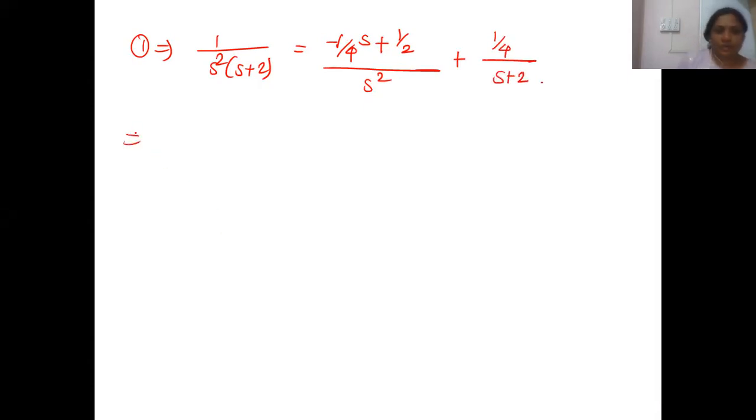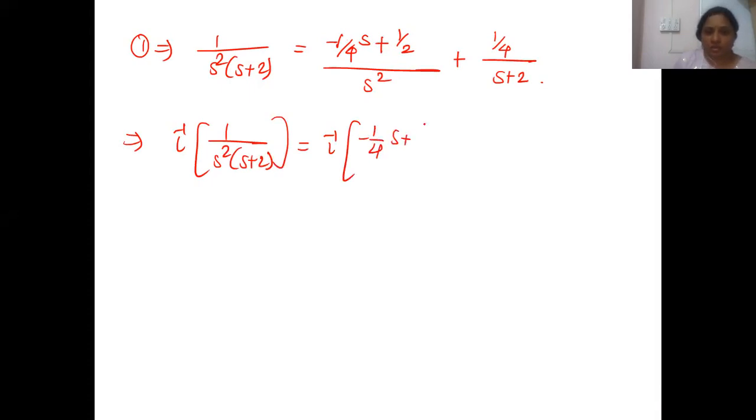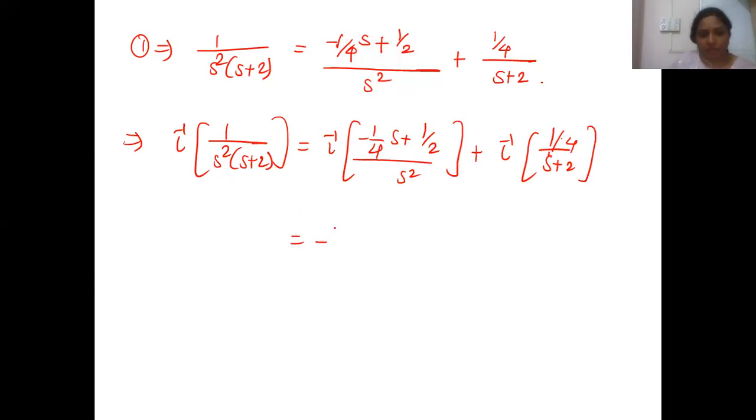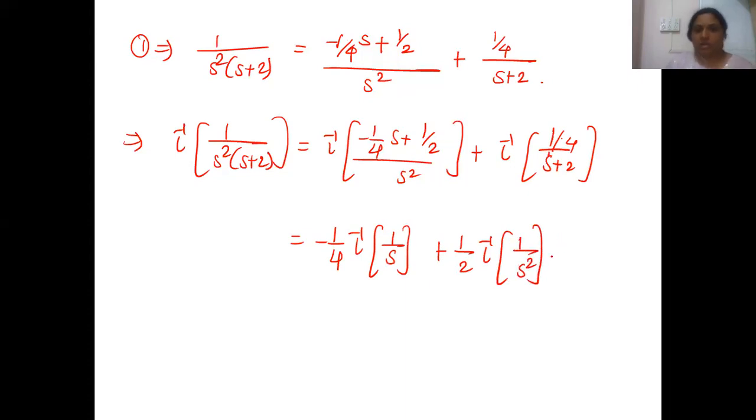Correct. So we need Laplace inverse of this. So take it on both sides. So Laplace inverse of, separate it. Yes, now we can separate by linearity. So minus 1 by 4 will come out, into Laplace inverse of s upon s square, that is 1 upon s. Correct. So half comes out, and Laplace inverse of 1 upon s square. Correct. Here also 1 by 4 comes out. Laplace inverse of 1 upon s plus 2. Yes. Right. Very good.